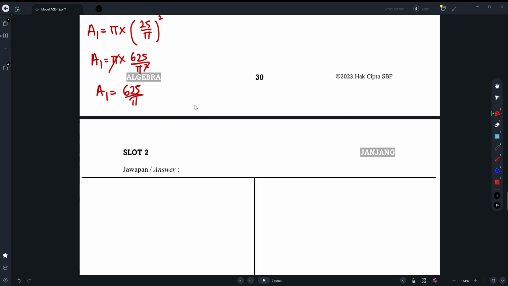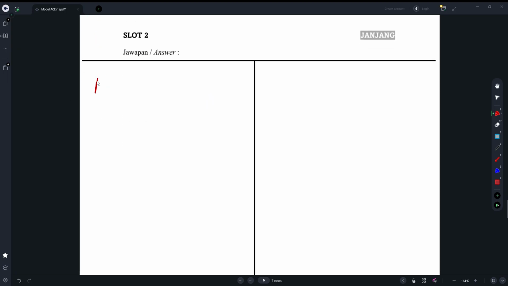So I'm going to do the same procedure for area 2. Before I find area 2, I need to find my radius 2. So let me find my radius 2. My radius 2: 2 pi r2 is equivalent to 25, because the circumference of the second circle is 25, so I'm following the same. So my radius 2 will be 25 divided by 2 pi.